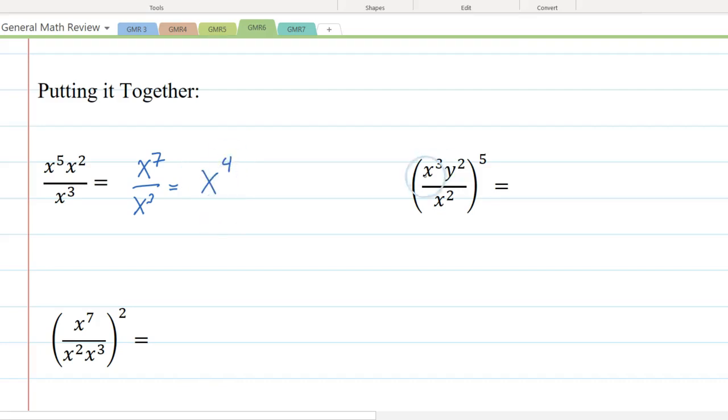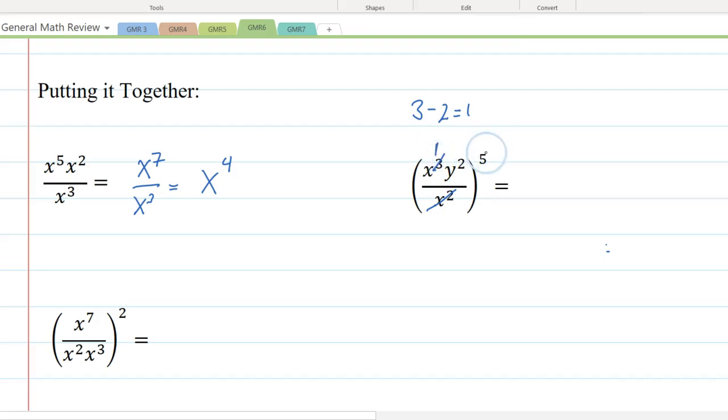Moving to the right, I have x cubed, y squared, x squared, in parentheses with a 5 on the outside. Now I always take care of the inside the parentheses first. If I have x cubed on top and I have x squared on the bottom, I'm subtracting. 3 minus 2 is equal to 1. The bottom one cancels out completely because I have more on top. The 3 canceled out and became x to the power of 1.